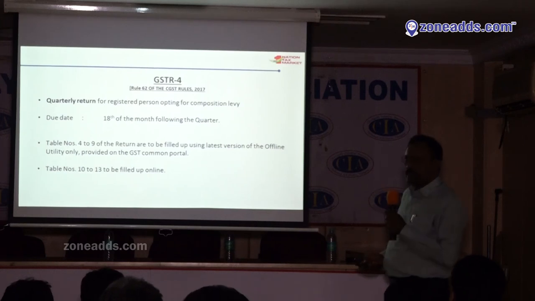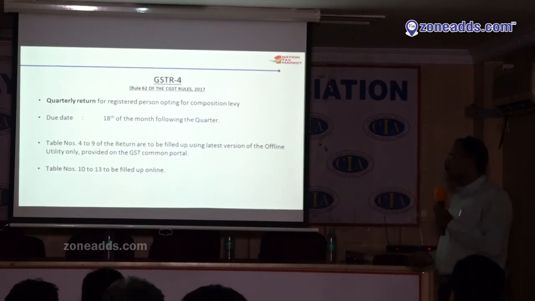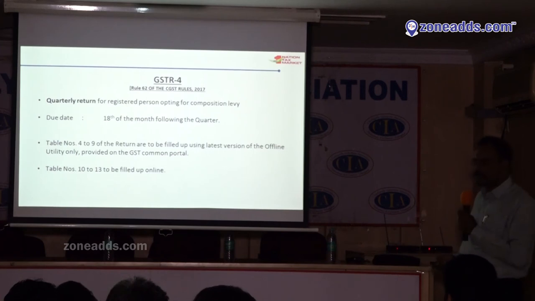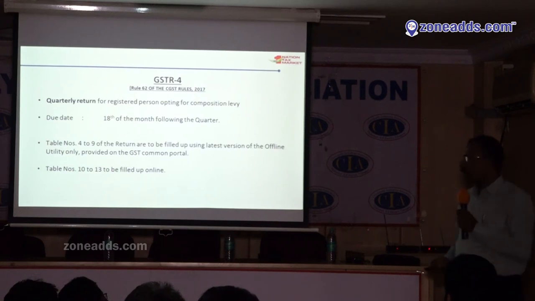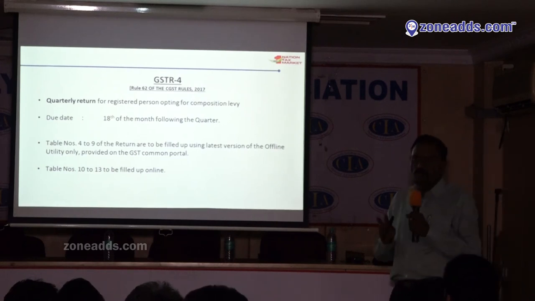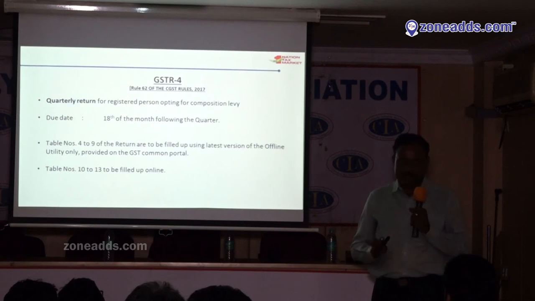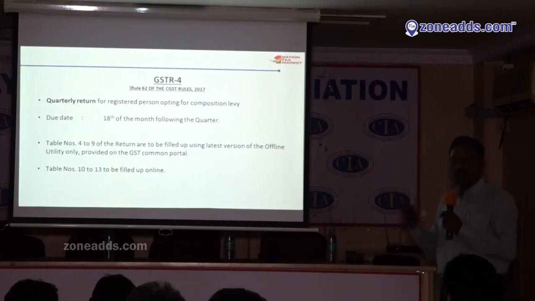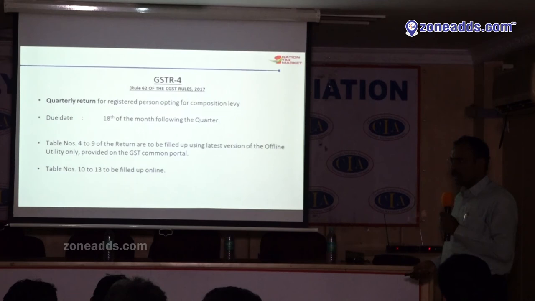Okay. So the other return, GSTR 4, is for the composition levy. The due date is the 18th of the month subsequent to the quarter. For example, April to June, we have to file by 18th July. Okay, here table 4 to 9 have to be filled using the offline tool only. You cannot file online. Sorry. So table 10 onwards, they relate to payment and you can use online.